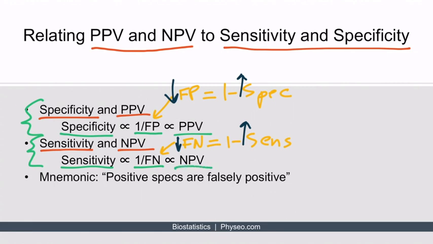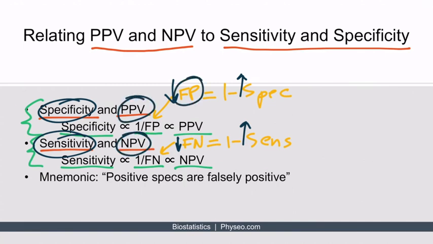Now, this is a lot of relationships to keep straight. We have specificity, sensitivity, positive predictive values, negative predictive values, false positive rates, false negative rates. To keep all of these straight can be very difficult. However, this mnemonic can keep everything straight and make it very simple for you.